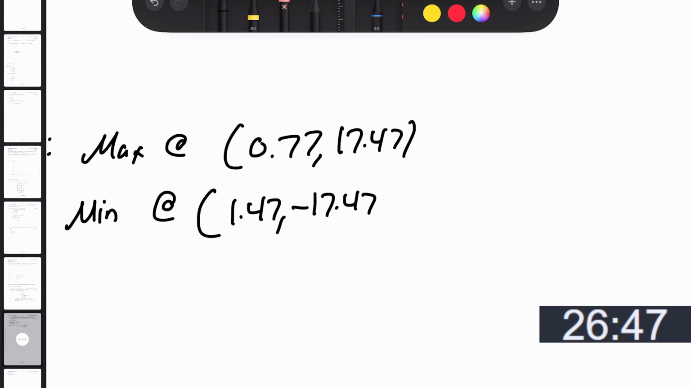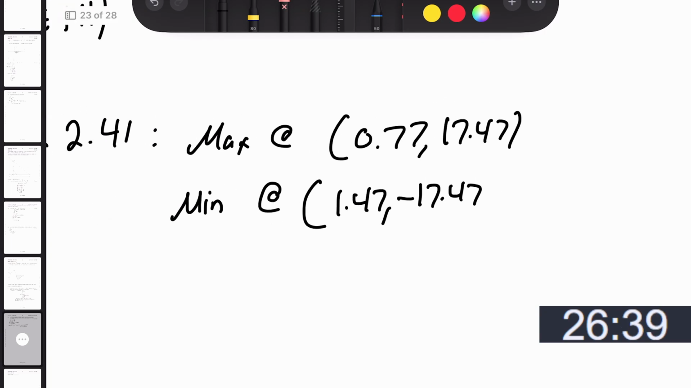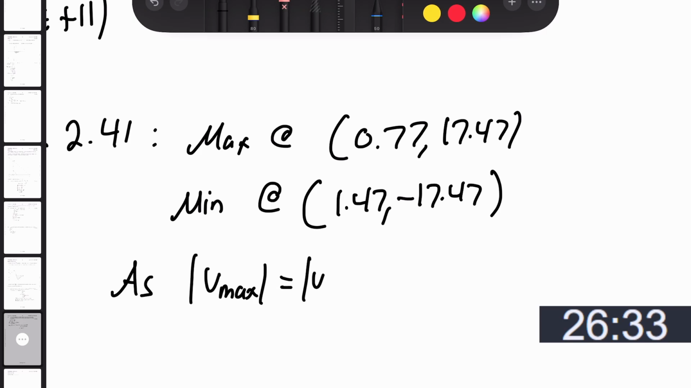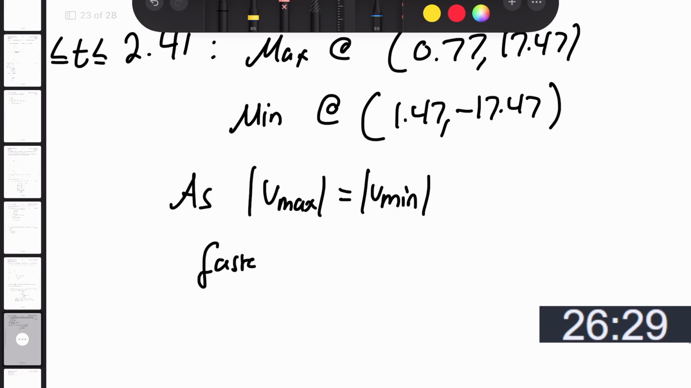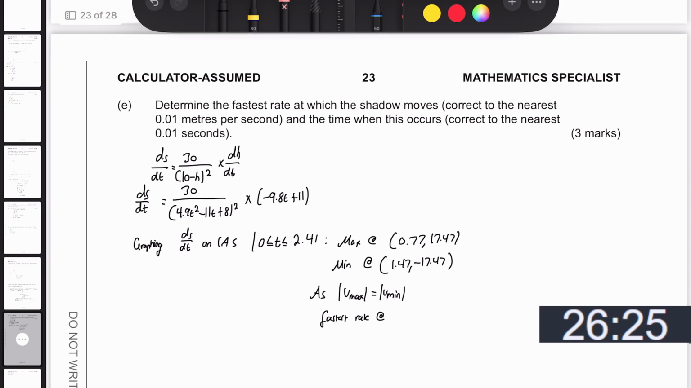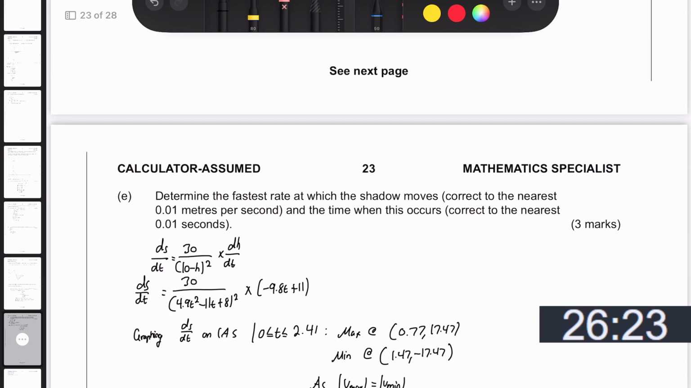Looks like it's on the edge of my CAS. Is that so? Oh no, that looks like it. And the absolute value of Vmax equals the absolute value of Vmin. So the fastest rate at which the shadow moves is ds/dt.